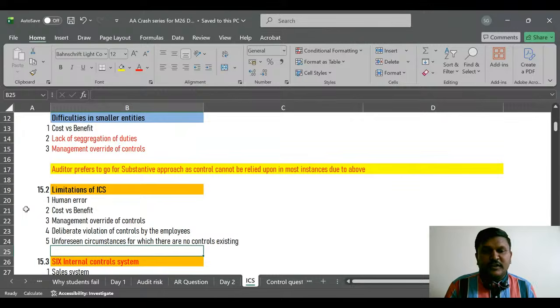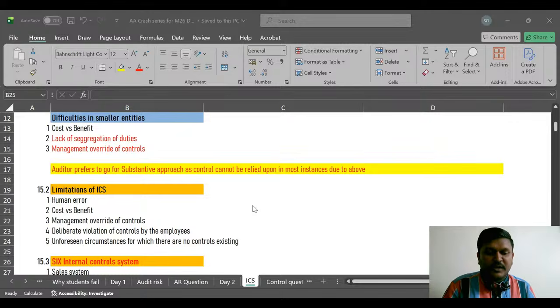Limitations of an internal control system: it could be human error, it could be cost versus benefit. Human error means however perfect your internal control systems are, we'll be looking into this human error. Then cost versus benefit analysis, as we discussed for the small entities, we'll be looking into that cost benefit aspect. Then management override of controls: as we discussed for small entities, management can override controls for bigger entities also, so the controls will become ineffective.